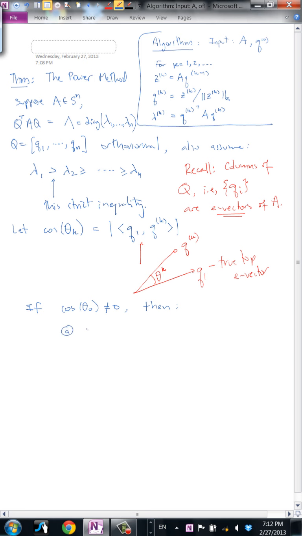First of all, the sine of this angle subtended between the true top eigenvector and our estimate of the top eigenvector goes down at a geometric rate. So in particular, it has this dependence upon the initial angle, and again, we're assuming that theta 0 has to be strictly less than 90 degrees.